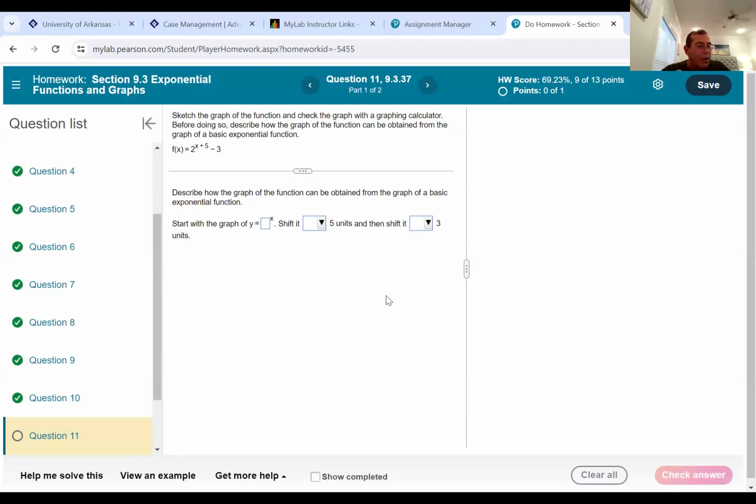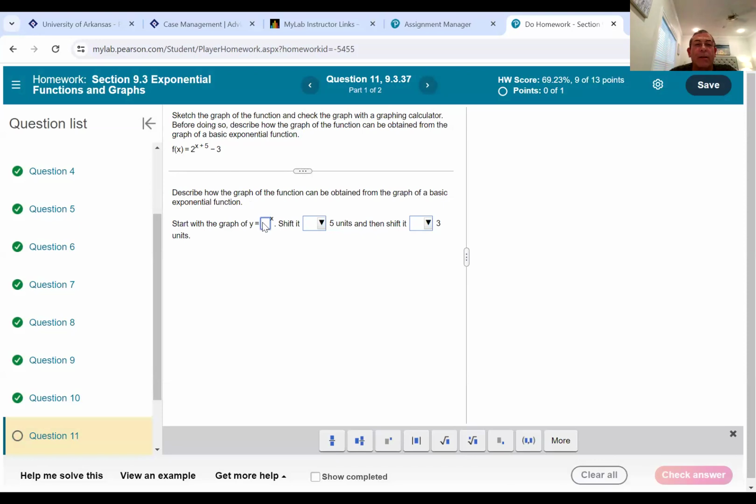All righty, so one more and then we'll get into a nice little formula. All right, y'all, so they're giving me 2^(x+5) - 3. So let's see what y'all would put in here. Y'all are going to start with the graph of y equals blank to the x. What's going in the first box? Is it 2? So it's going to be a 2.